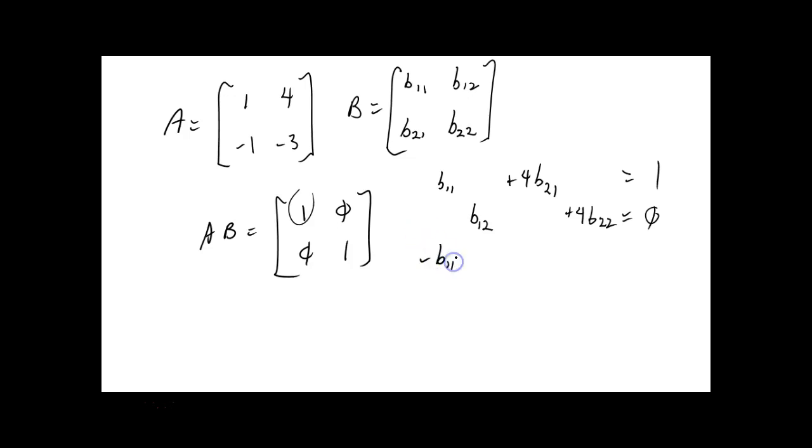Negative B11 negative 3 B21. What's that got to equal? 0. And give me the last. It's B12. Okay. And what's that got to equal? 1. Okay?